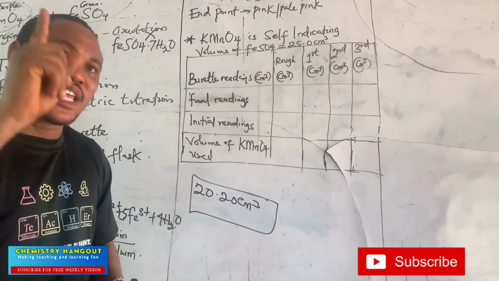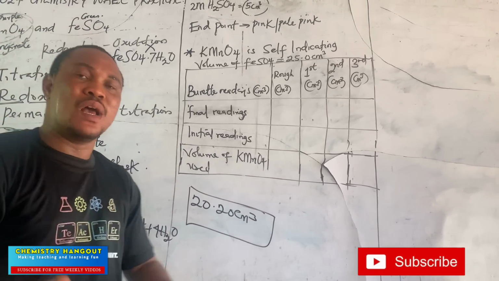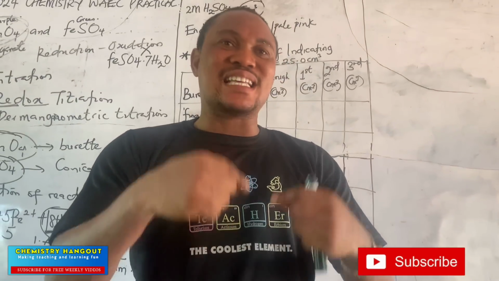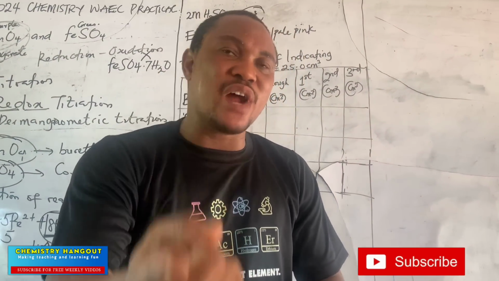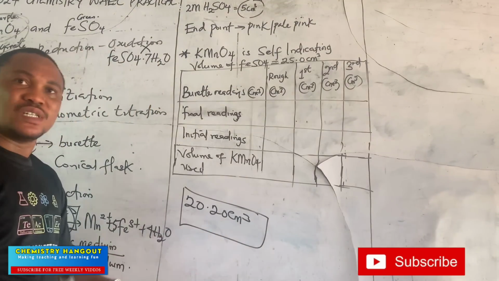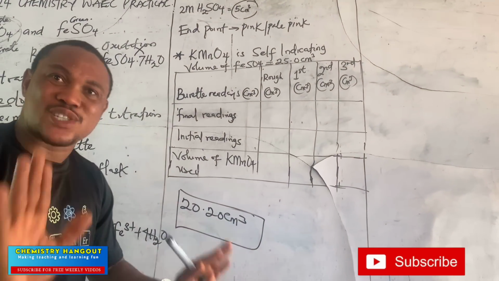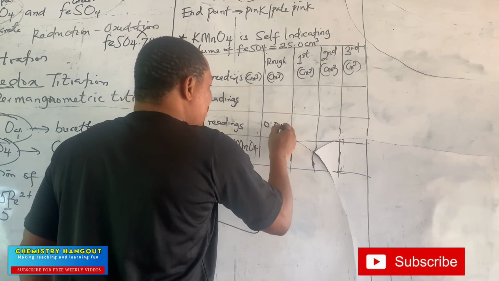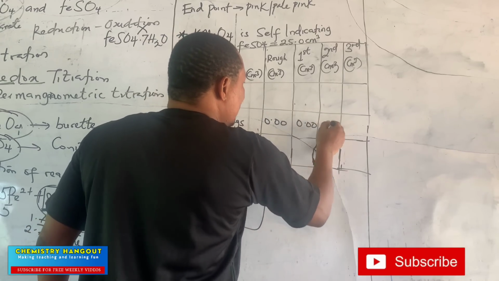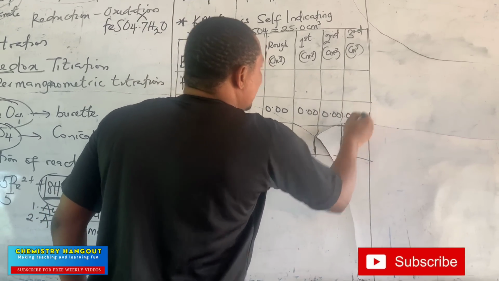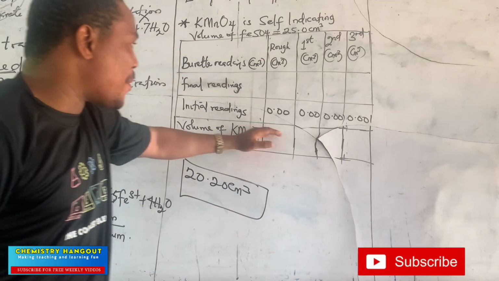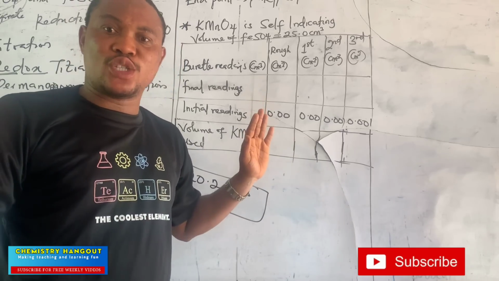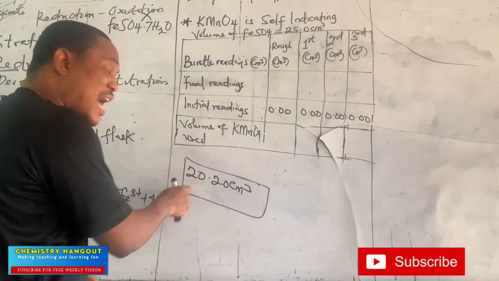If your teacher did not give you the range, don't assume the titre value. Carry out the titration. We are going to show that on this channel. But if your teacher is lenient enough to give you the range of the titre value, then you can work with this. How do you do that? Look at this. Don't stress yourself. Just come to your initial: 0.00, 0.00, 0.00. I want to believe this is clear. The 0.00 means for all the titrations you carried out, you refilled. You refilled.